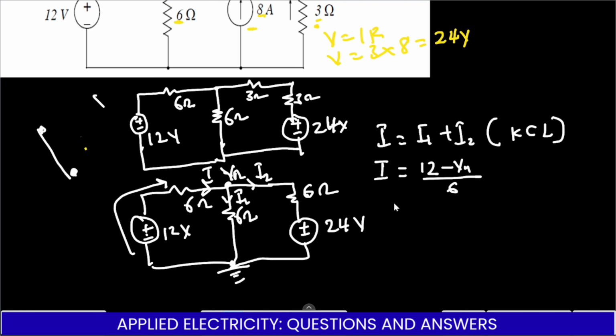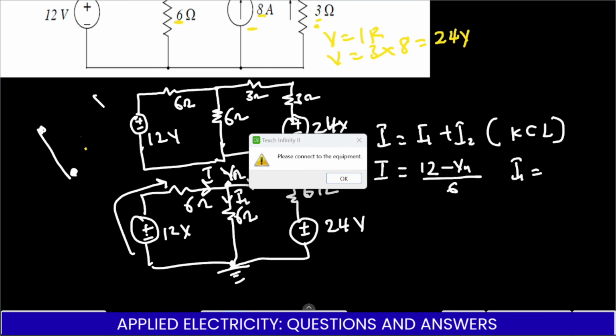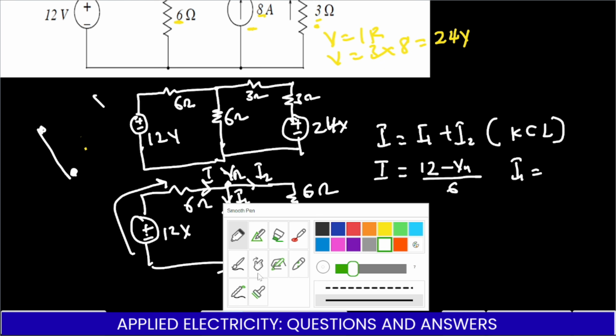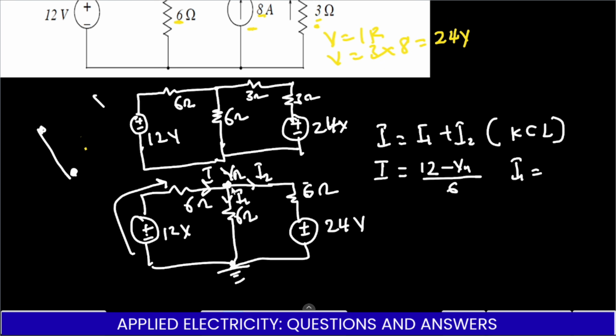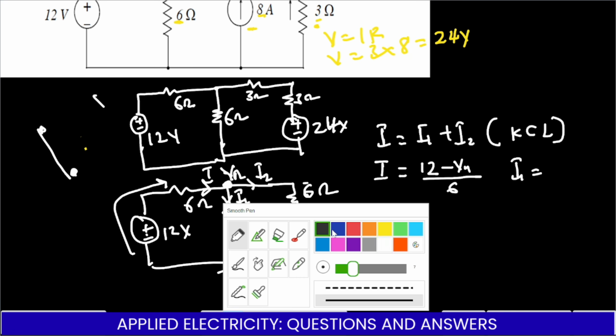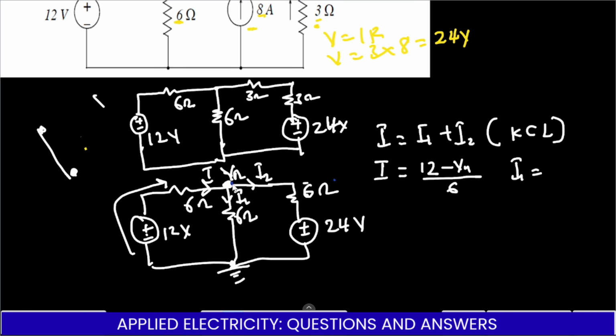Now let's move on to I1. So here our I1 will be equal to, let's look at where I1 is located. I1 is here. It is moving from this side of the circuit down here. That means that this is the highest potential, so that will be the positive. So we have Vn minus where it is going, which is 0, all divided by the resistance, which is 6 ohms.